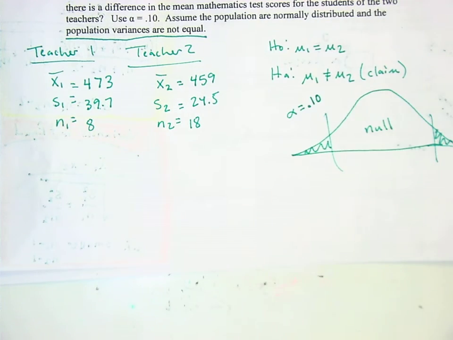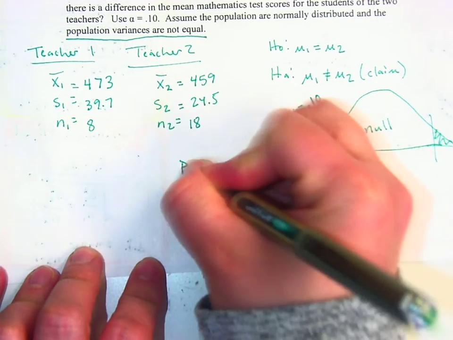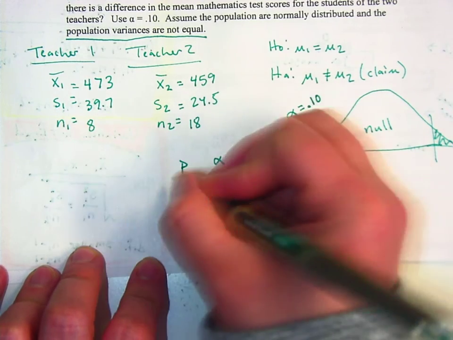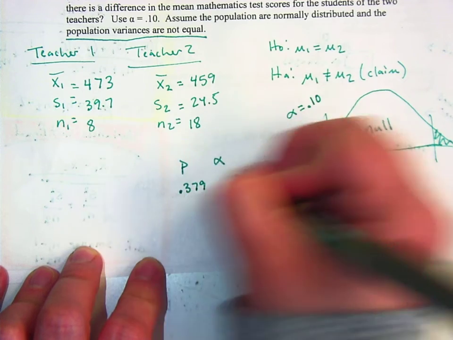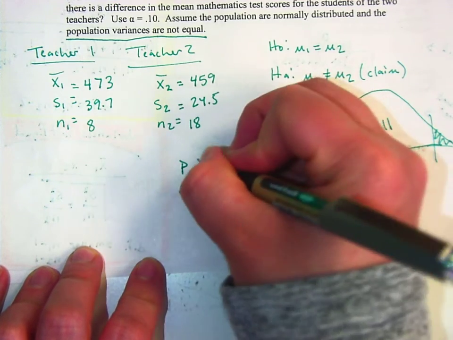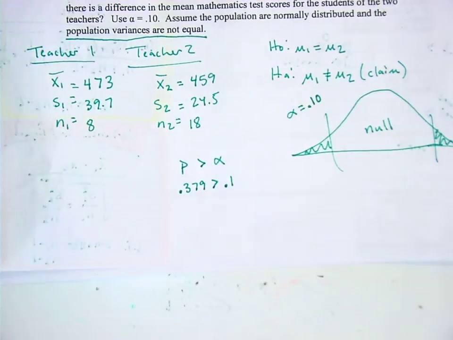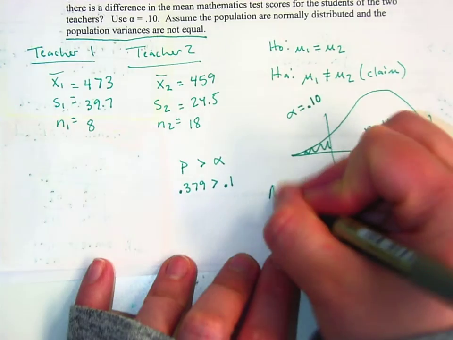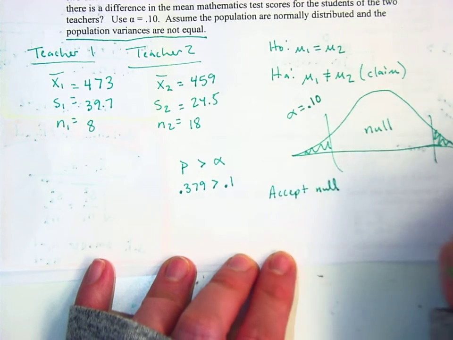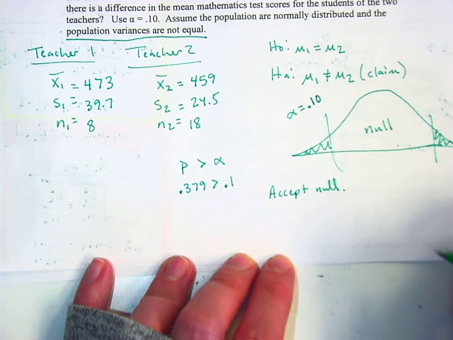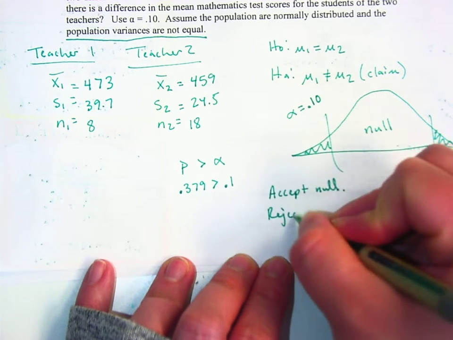Almost 38%. So in this case, you've got P and alpha. P is about 0.379, and alpha is 0.1. So obviously, P is greater than alpha. So what does that mean? Accept the null. And in this case, reject the claim.